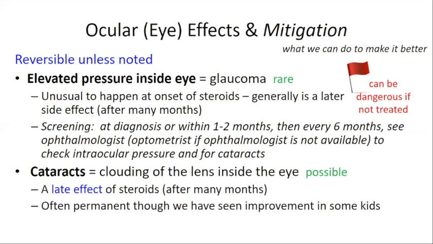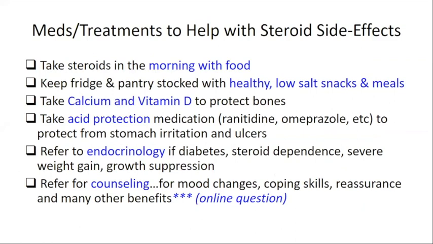My last couple of slides are just some checklists that you can review to help with treatment side effects. Taking calcium and vitamin D to protect bones. Steroids can take calcium out of the bones. Also taking acid protection medications, and thinking about referral to an endocrine doctor if there are endocrine concerns, and definitely referral for counseling.